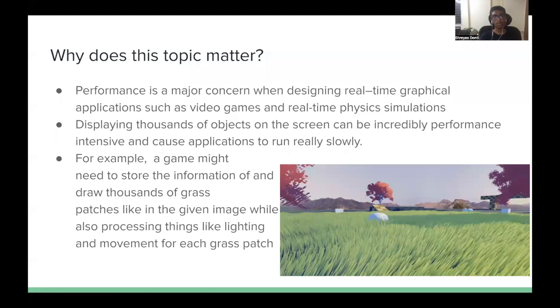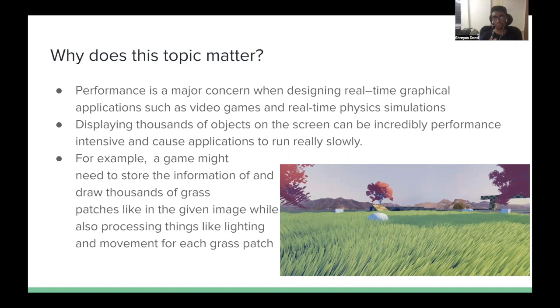You see, performance is a major concern when designing real-time graphical applications such as video games and real-time physics simulations. Displaying thousands of objects on the screen can be incredibly performance intensive and cause applications to run really slowly. For example, a game might need to store the information of and draw thousands of grass patches like in the given image, while also processing things like lighting and movement for each grass patch.